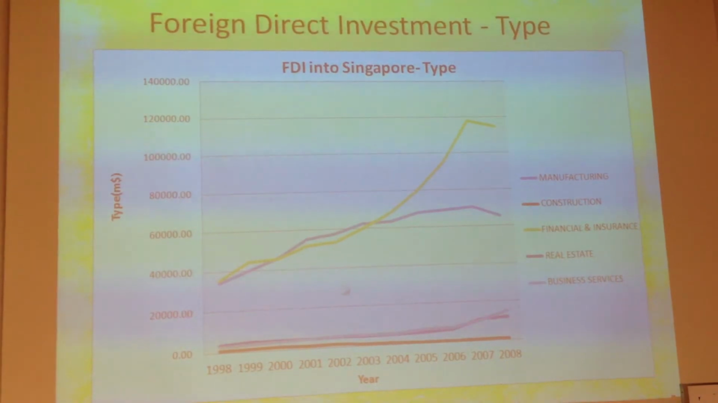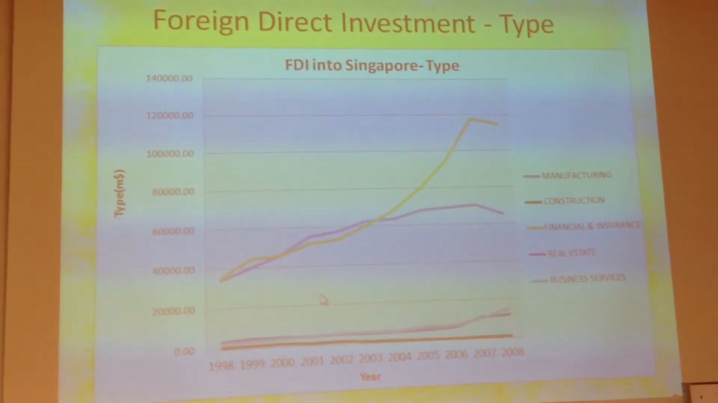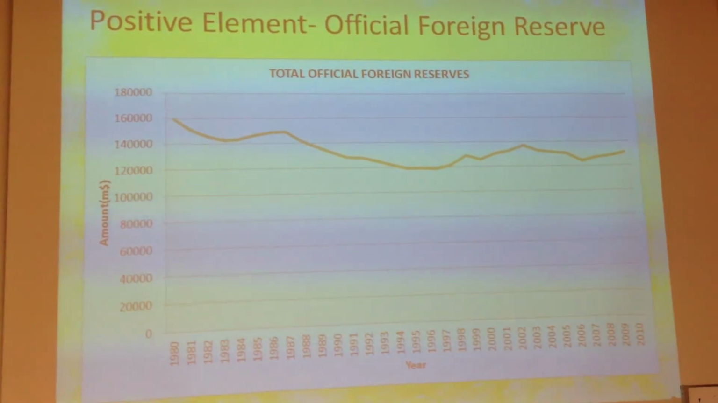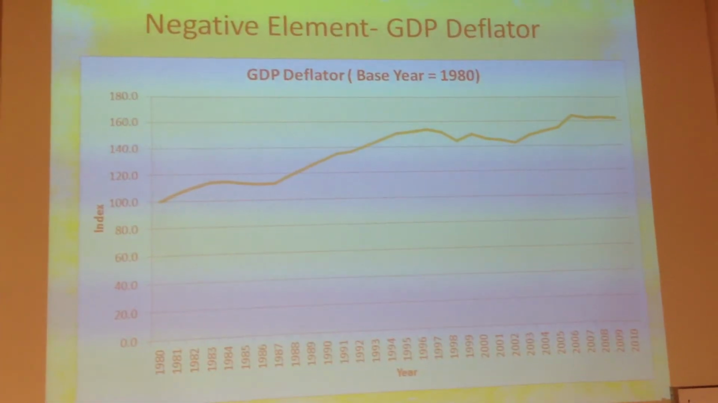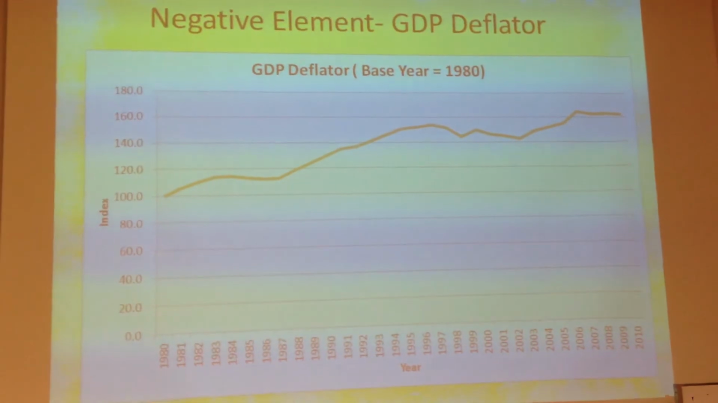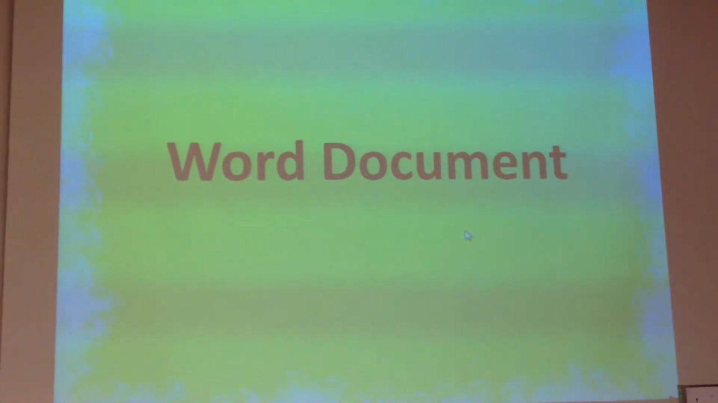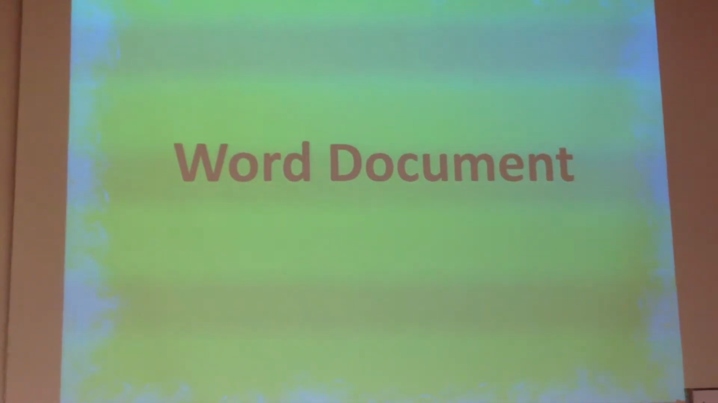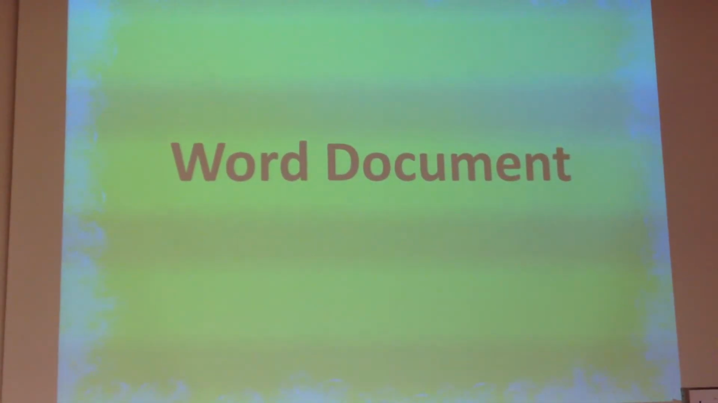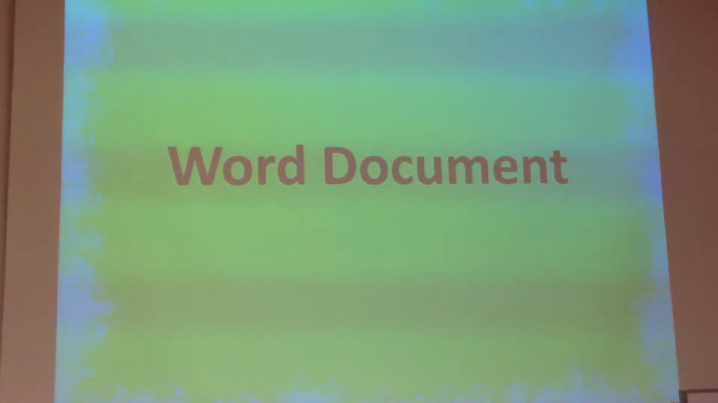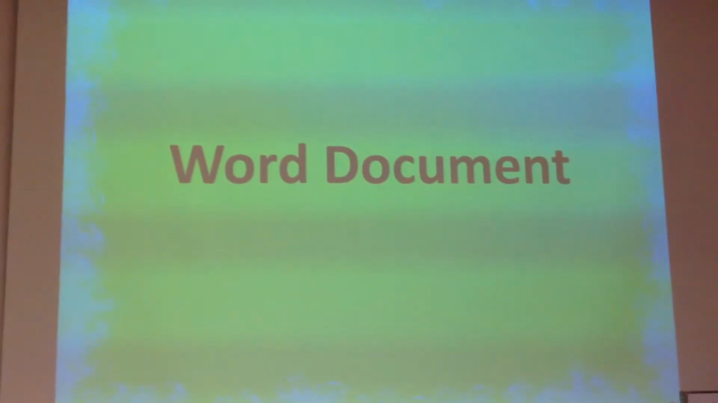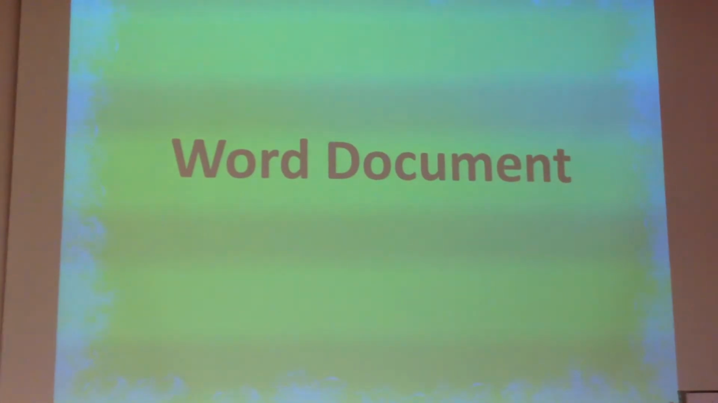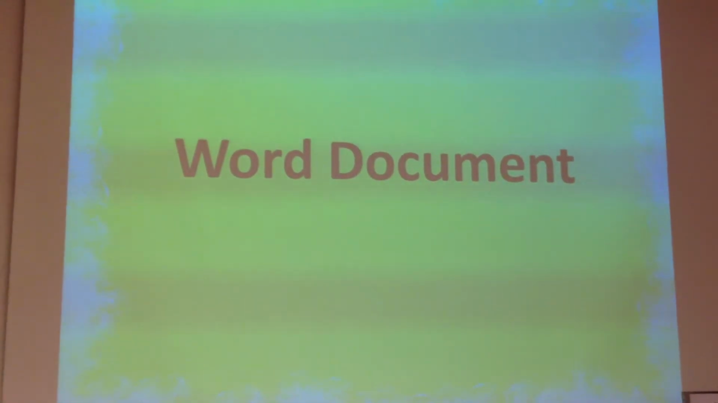Then we say one positive economic element. So this is the positive economic element, and one negative economic element. This is the negative economic element. That's all. The reason why I go through the positive and negative elements very fast is that I don't want you to copy. I want you to think of your own original positive and negative economic elements.